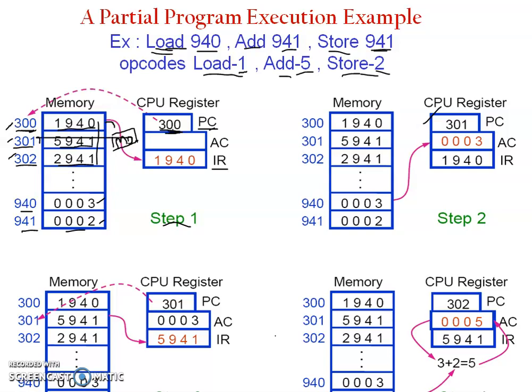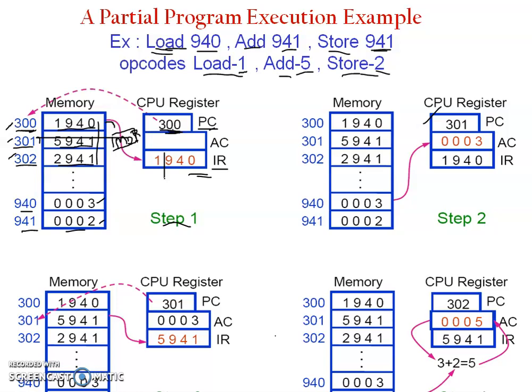And then it will be copied to the instruction register. That is the fetch cycle. The first instruction has been fetched. Now it decodes the instruction.